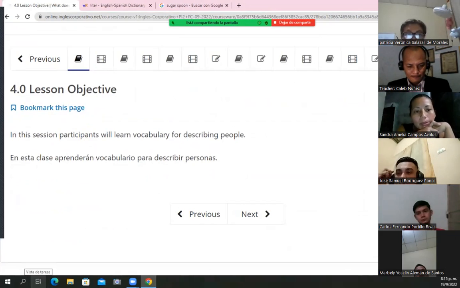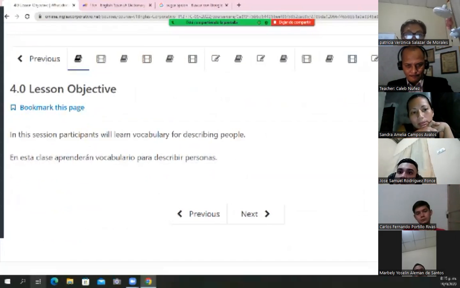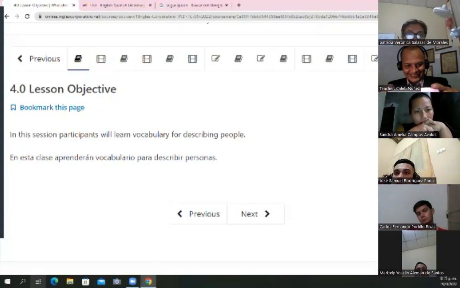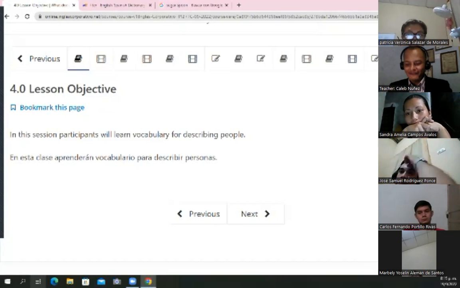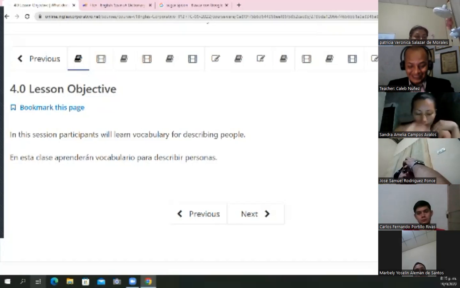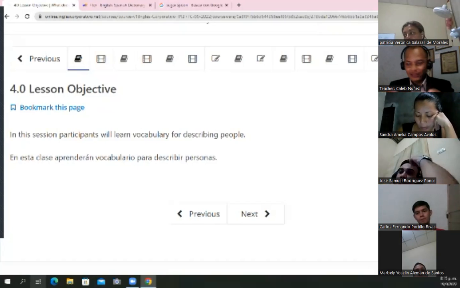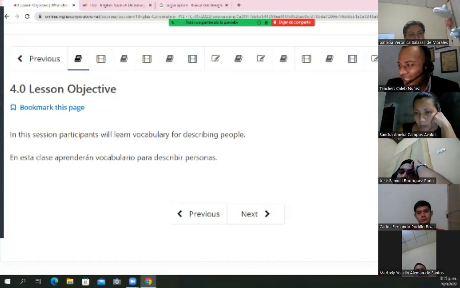In this lesson, participants will learn vocabulary for describing people. Correct. And this is a very, very useful topic, guys. This is an everyday topic. It's very common to describe people. It's very common to ask questions for description. So we're gonna learn a lot tonight about that. Please, if you have any question, let me know. Vocabulary for describing people.